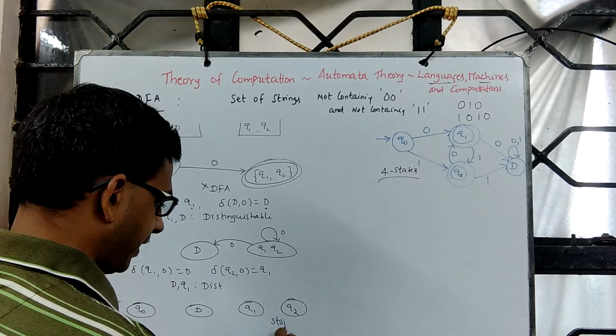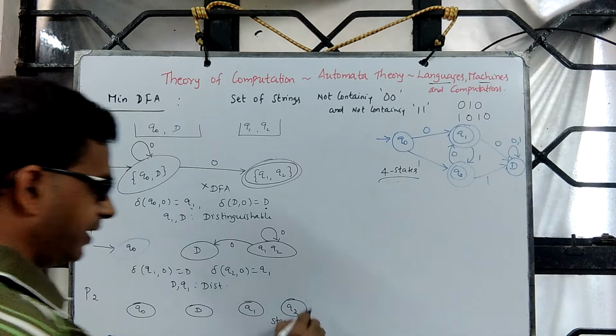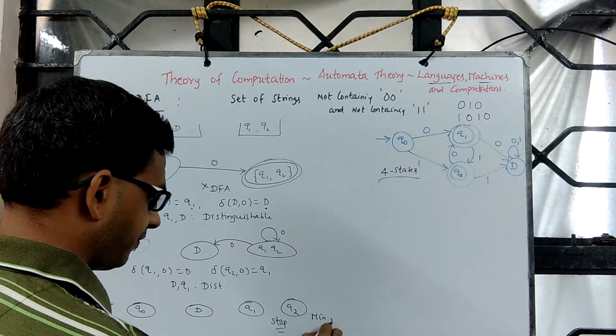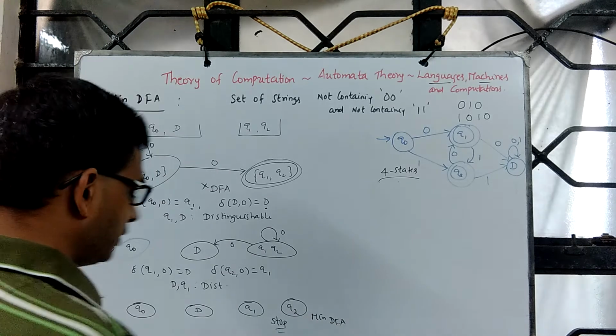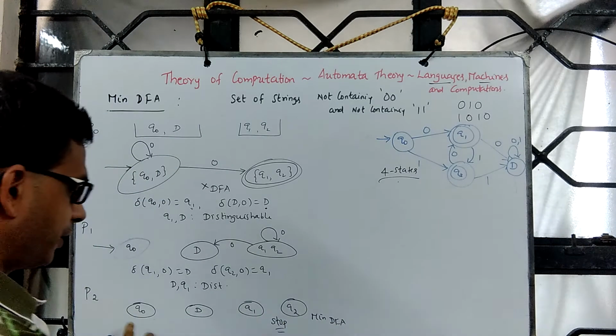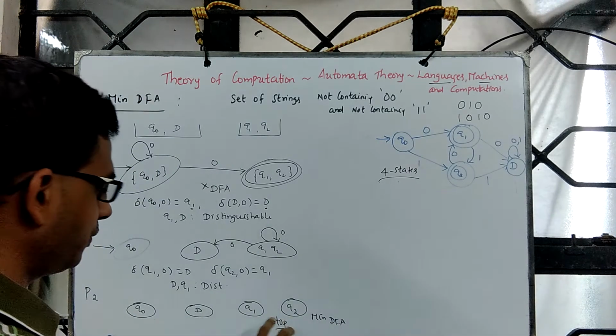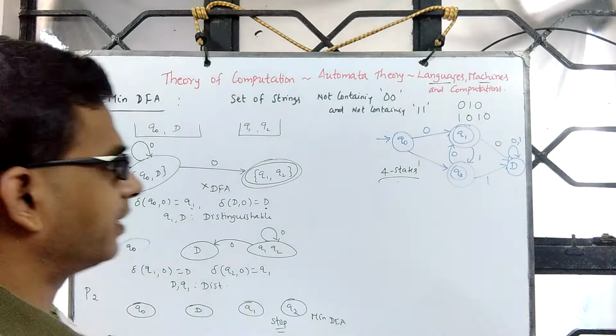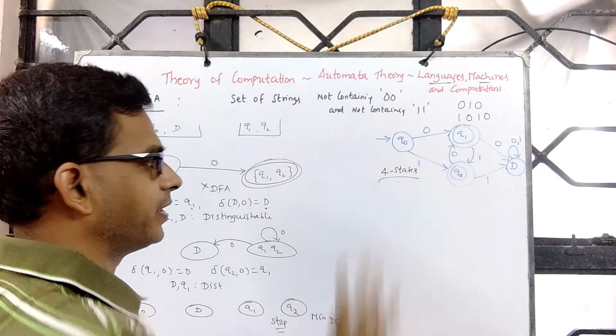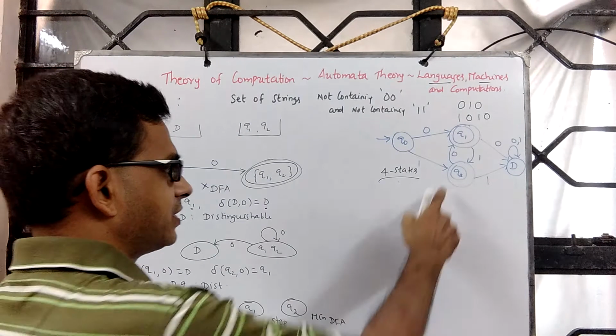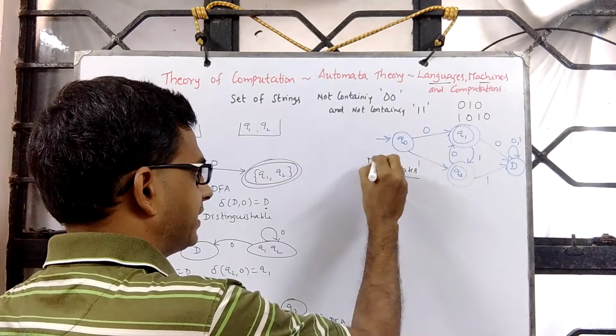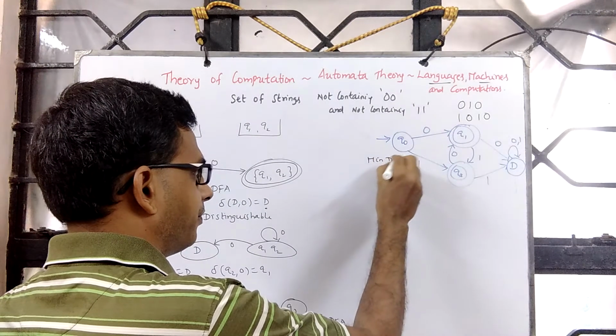And what we have is precisely a minimum DFA. So this says Q0, D, Q1, Q2, and they are all different. They cannot be merged. Which means this one is precisely a minimum DFA.